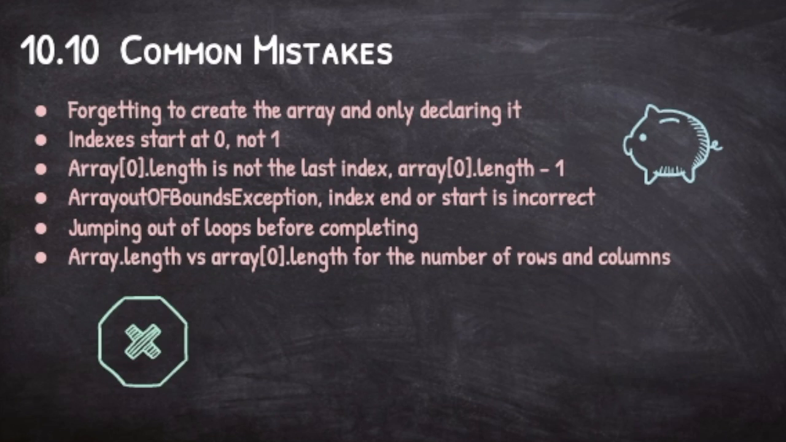And then finally, array.length versus array[0].length for the number of rows and columns. Array.length will give you the number of rows, while array[0].length will give you the number of columns.